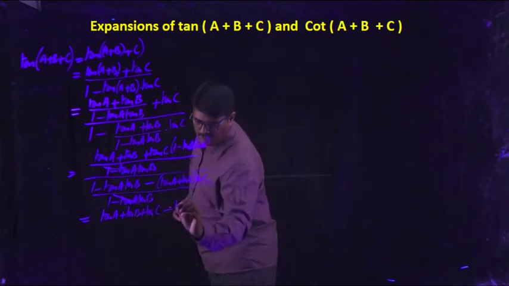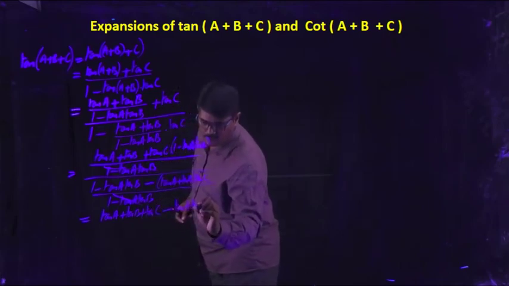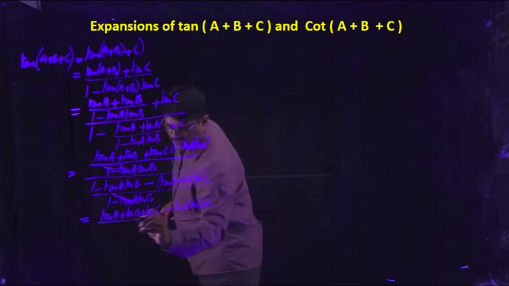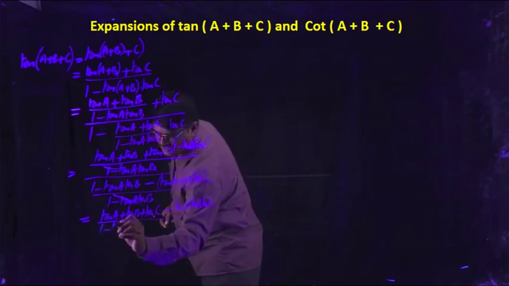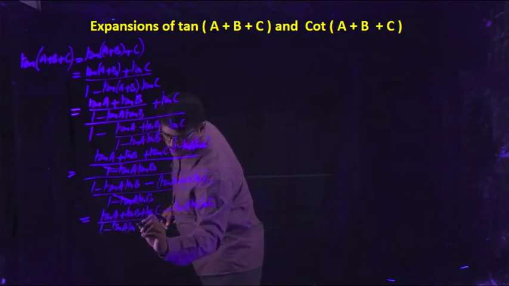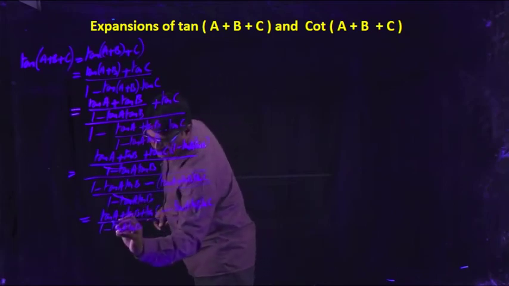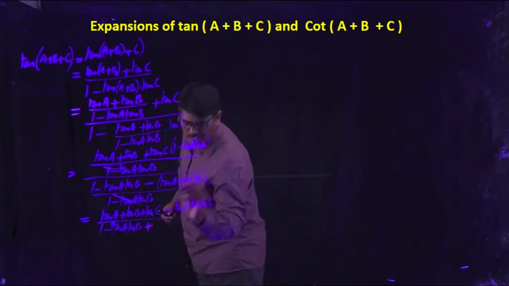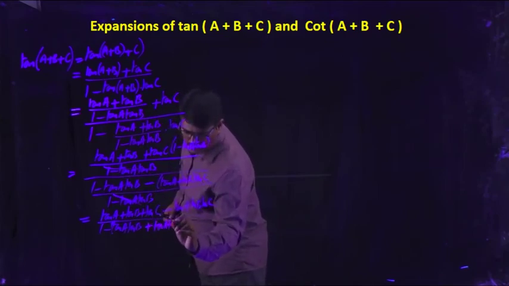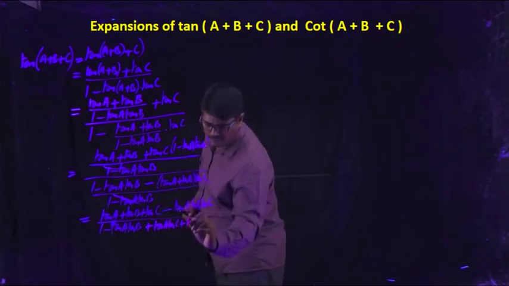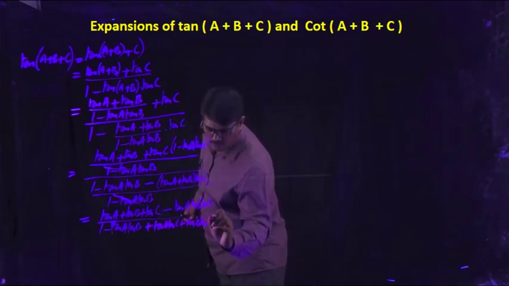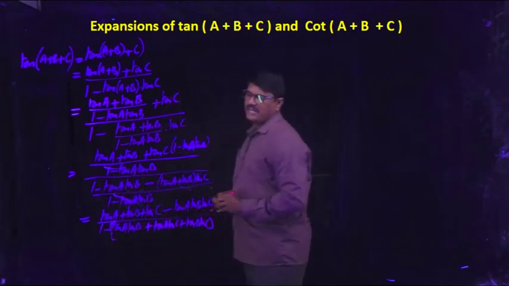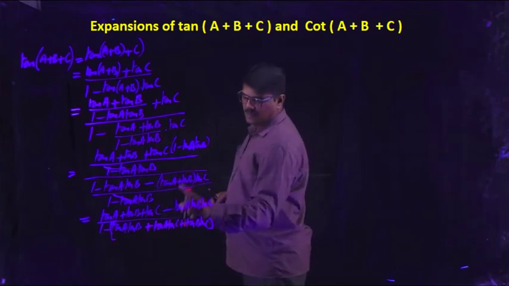minus tan A tan B tan C, divided by, doing the simplification, 1 minus tan A tan B, separating minus from the remaining part, tan A tan B plus tan A tan C plus tan B tan C, and separating minus from both values, we will get tan A tan B plus tan A tan C plus tan B tan C.